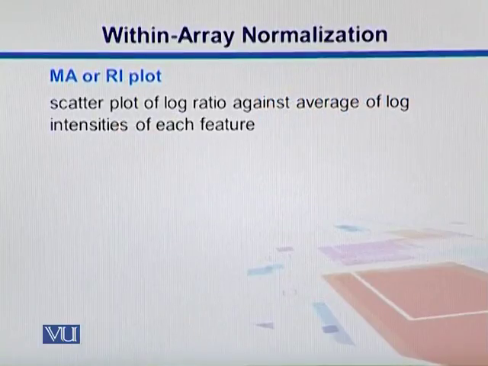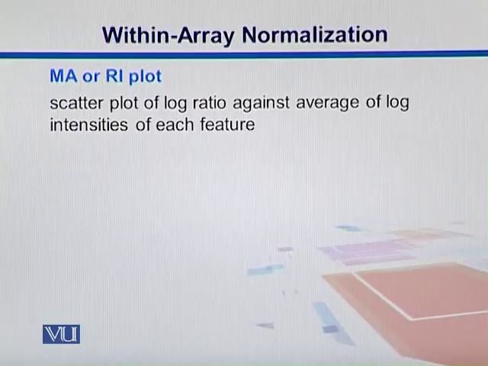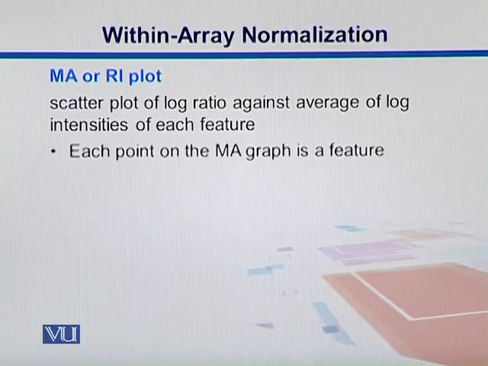MA or RI plot is the scatter plot of log ratio against average of log intensities of each feature. These are really important plots. Once you take those messenger RNAs, you put them on slides, and then you count their intensities, and after that you get those intensities and convert them into the log ratios, and then we take the average of the intensities for each feature and you plot them. So we call it an MA or RI plot.